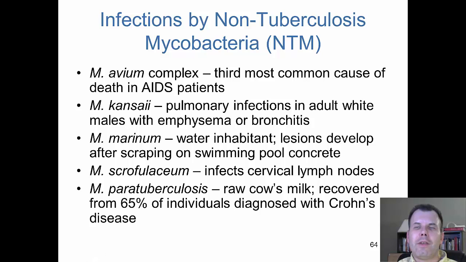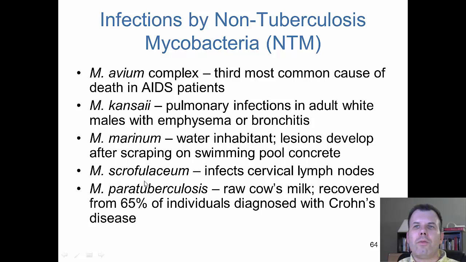Another one is Mycobacterium kansasii, which is another one that causes pulmonary infections in adult white males with emphysema or bronchitis. Like I said, Mycobacterium marinum, I'll show you a picture here in just a second, is a water inhabitant, and lesions develop after scraping along a swimming pool.